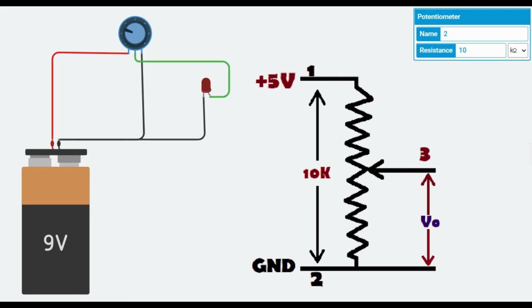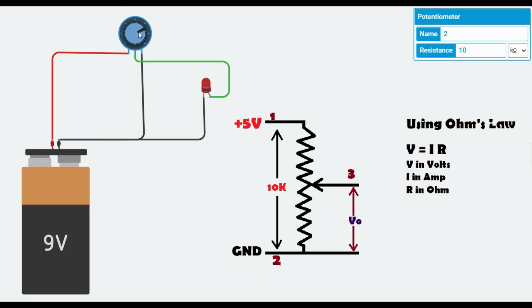Now if I run the simulation, you will see that when I change the position of this wiper, the brightness of the LED is changing. So now I think you have understood the application of the potentiometer. The potentiometer is used to apply variable potential wherever required. If you want to see the input circuit of the potentiometer, you can see it here on screen.